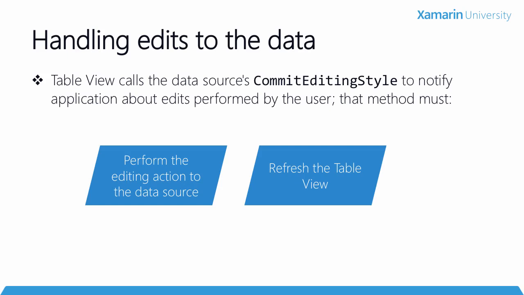There are two things you need to do in this override. First, you must perform the actual editing operation to your underlying data. This would be the collection or list that's populating the table view. So you need to insert the new object or delete the existing object from the collection. Next, you need to tell the table view to refresh its UI based on the changes that have been made to the data. Let's look at both of these steps in turn.